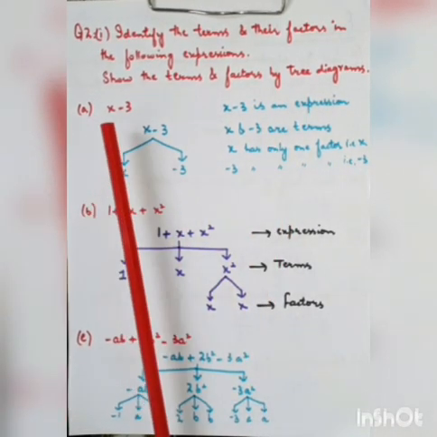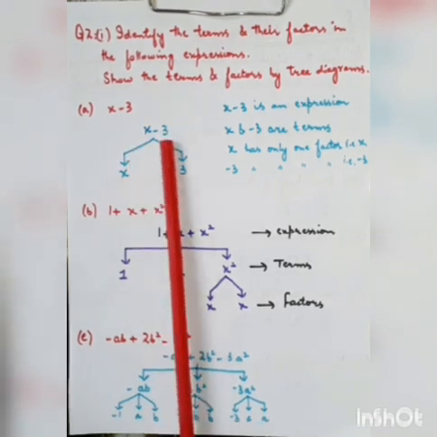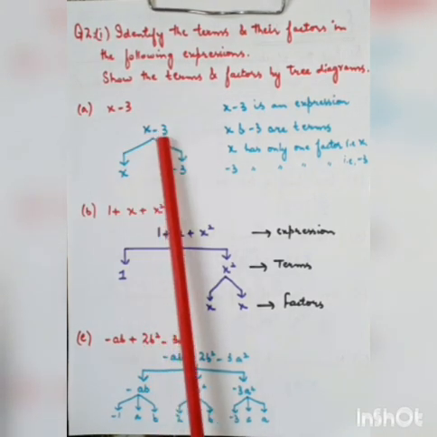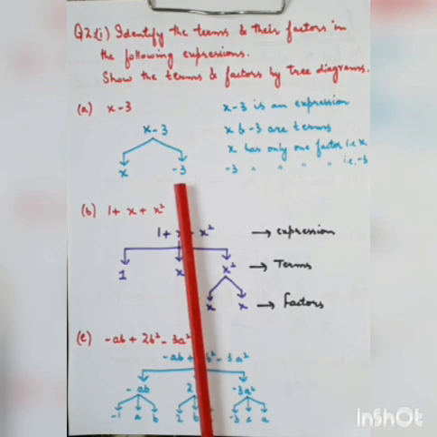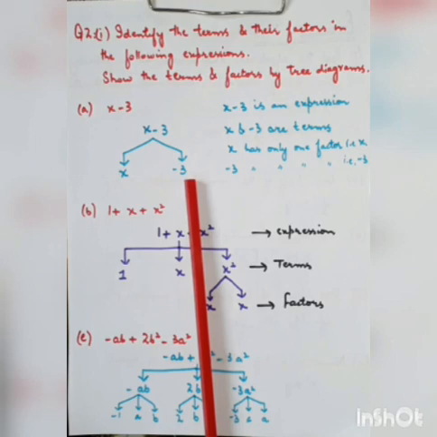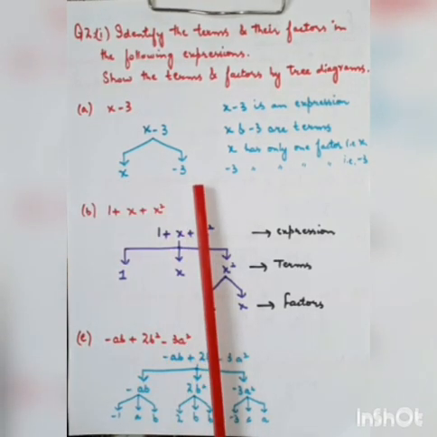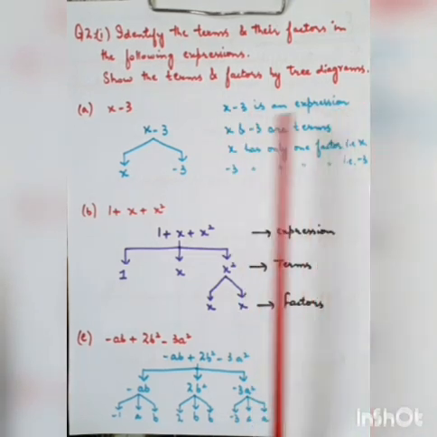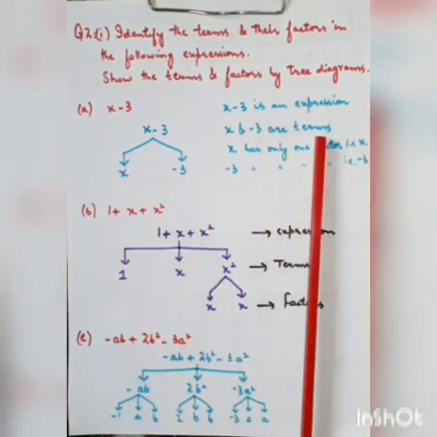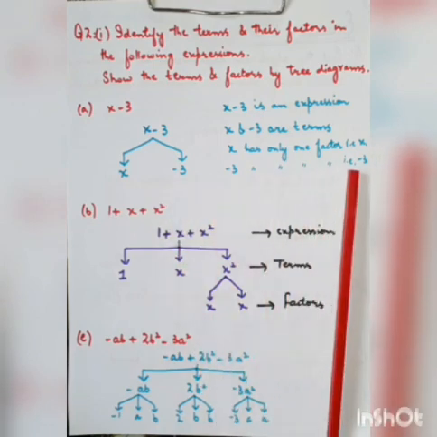So part first is x minus 3. Here x minus 3 is an expression, and this expression is having two terms, x and minus 3. Okay, then factors, x is having only one factor x and minus 3 is having only one factor, that is minus 3. That's why we have not shown the factors separately here. So x minus 3 is an expression, x and minus 3 are the terms, and x has only one factor, that is x, and minus 3 has only one factor, that is minus 3.